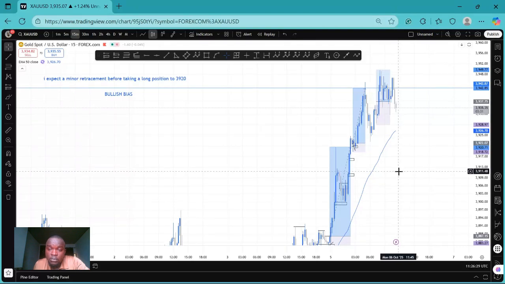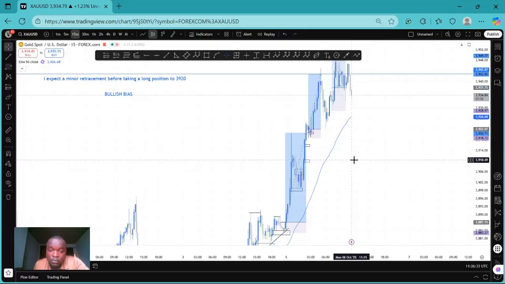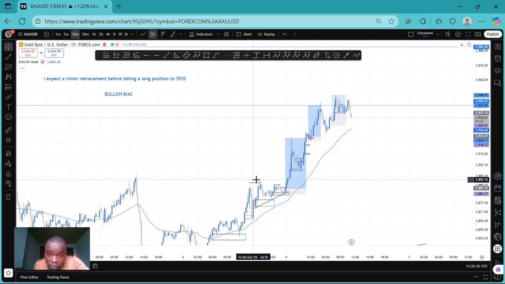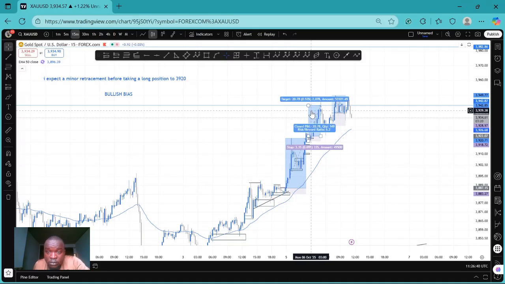I was able to make the first one a 1 to 8 risk to reward ratio. The second one is a 1 to 6 risk to reward ratio.